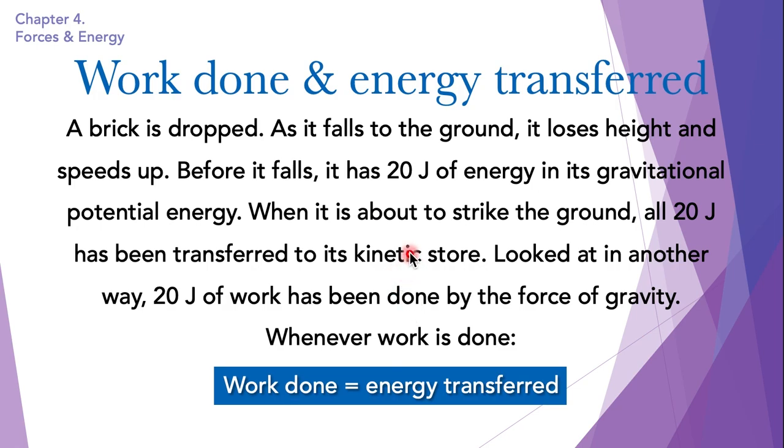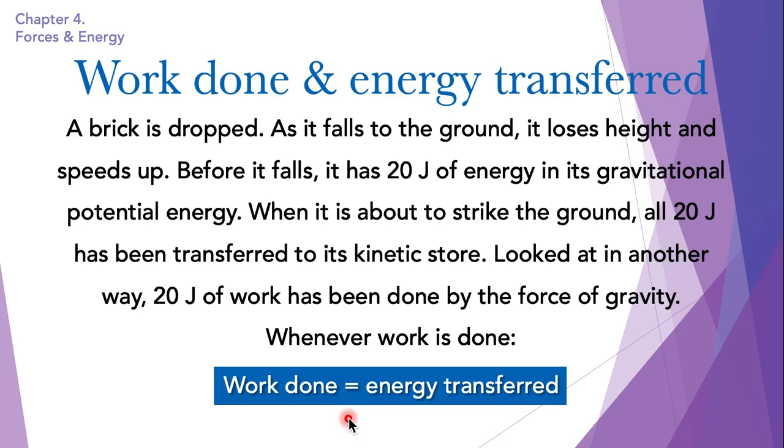So what it basically means is that if 20 joules of energy are transferred, then 20 joules of work has been done. And this is what it basically means. We can put it as an equation: work done is always equal to energy transferred. If the energy transferred was 100 joules, then 100 joules of work would have been done. So work done is equal to energy transferred.